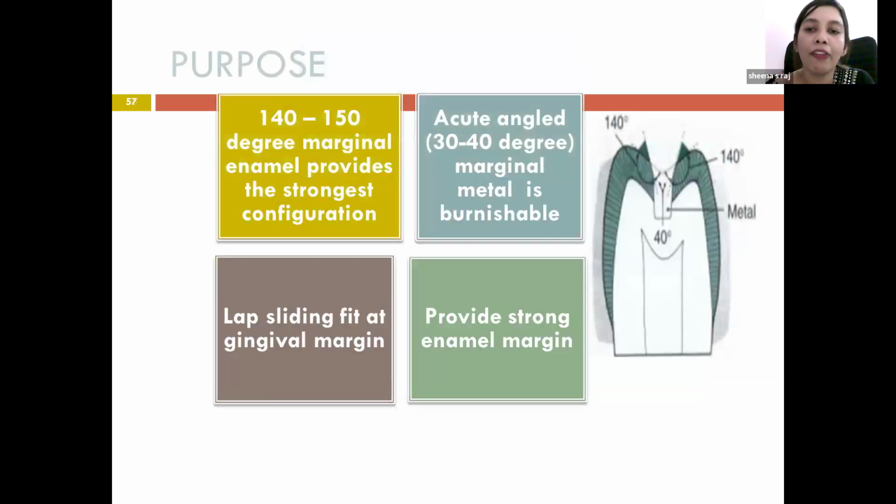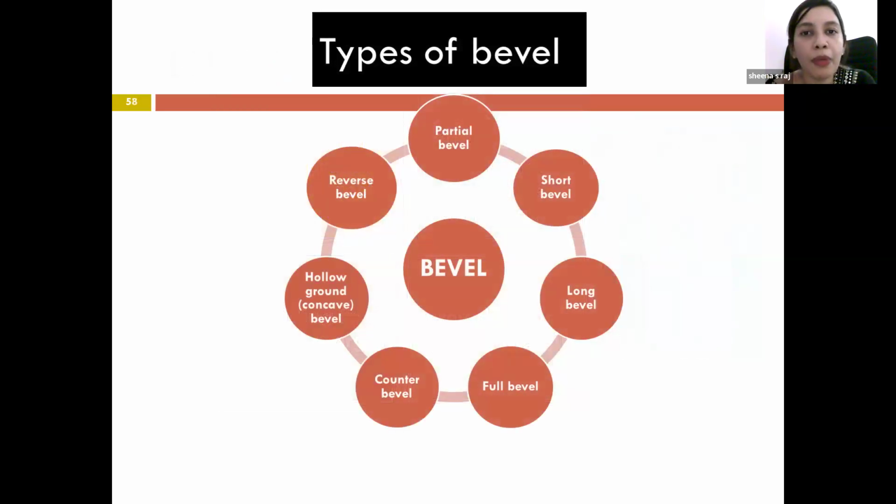And why do we give a bevel? Normally this angle is very important. A 140 to 150 degree marginal enamel is given, while a marginal metal of 30 to 40 degrees is formed, making 180 degrees. It means the enamel is 140 and the remaining 40 forms the metal. So that is how they complete that 180. So if 150 degrees of marginal enamel is there, there will be 30 degrees of marginal metal placed. Okay. So types of bevel, very important.